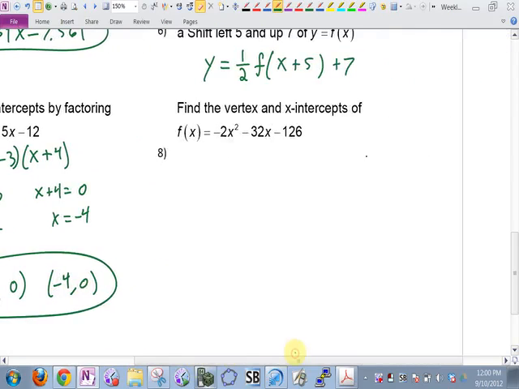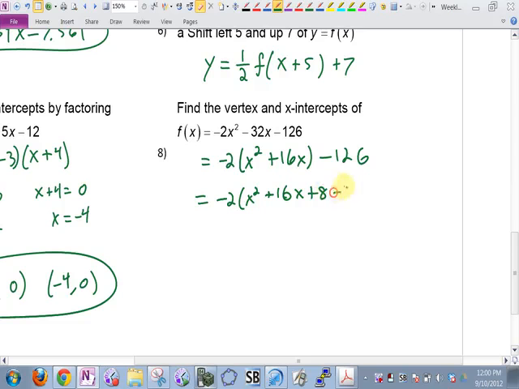I think the common method people used was to first put in the vertex form by completing the square. So let's do that. So you end up with a negative 2 quantity x squared plus 16x minus 126 out of the parentheses. Inside the parentheses, you both add and subtract an 8. What's half of 16? 8 squared is 64, my bad. I got a case of the Mondays.